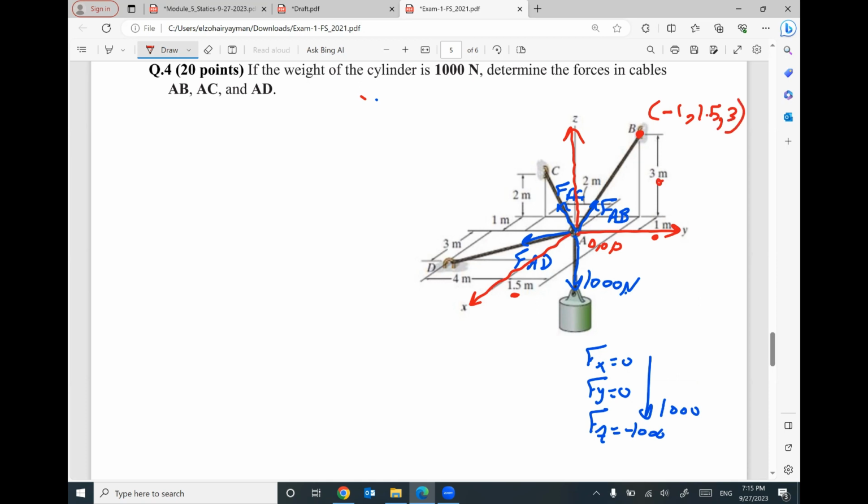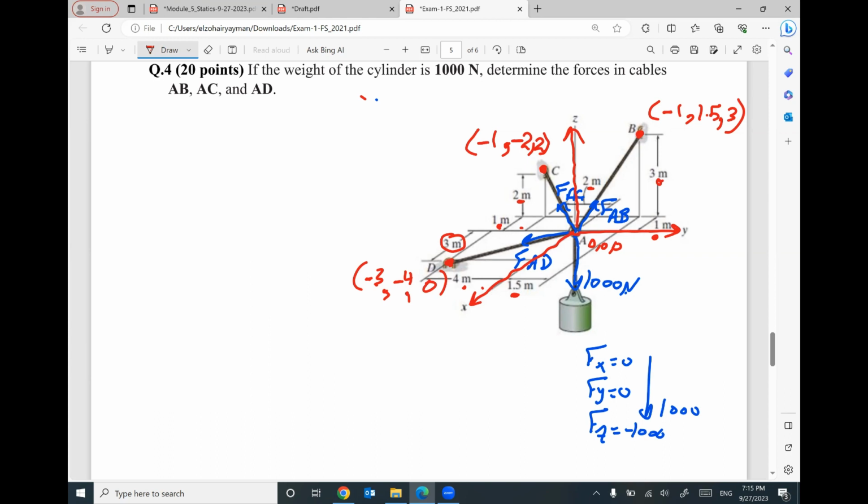For point C, if you would like to move from the origin to point C, I will move in X, how much? This one, negative 1. I will move in Y back, negative 2. And I will move in Z, this 2, positive. For point D, if you would like to move from the origin to point D, I will move in X negative 3, I will move in Y negative 4, and I will not move in Z. So negative 3, negative 4, 0.